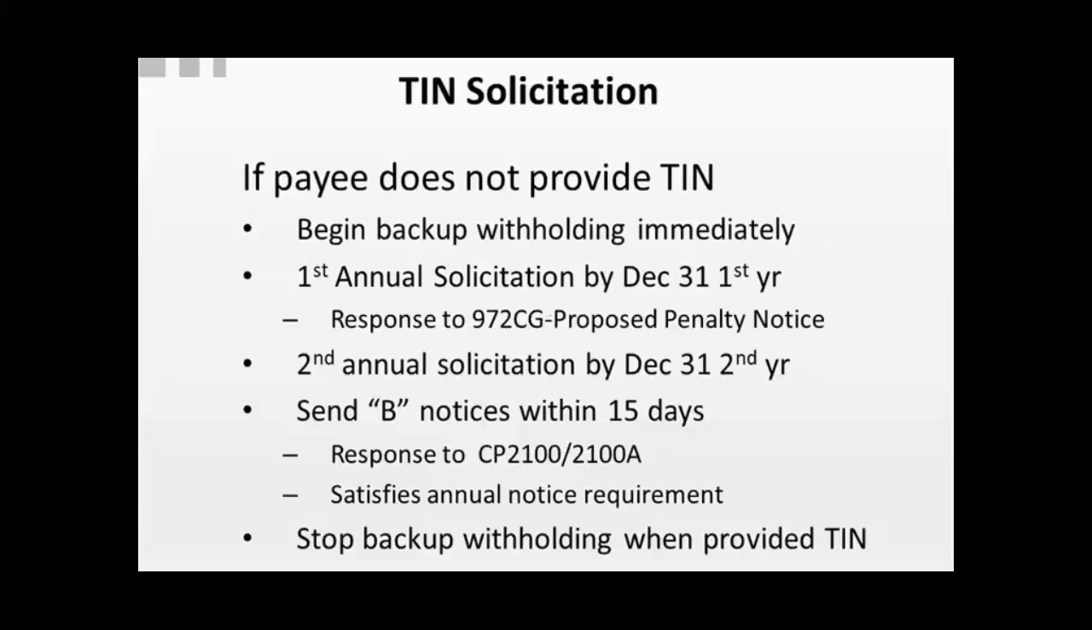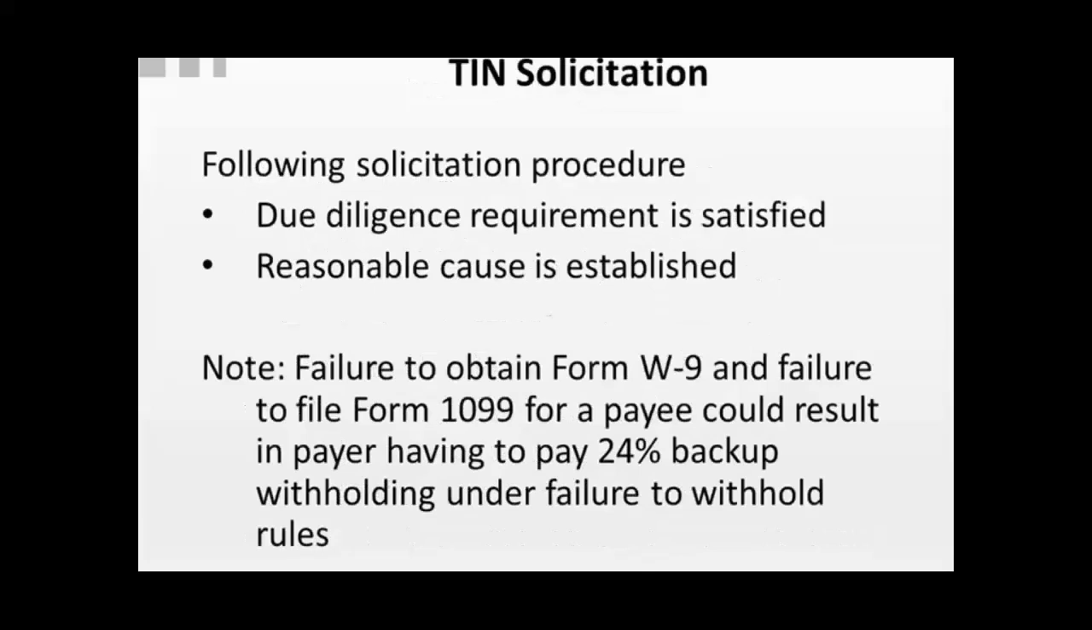And very often those notices will arrive and the date of issue will be later than the date that you got it. That's because they want to give you a few days for the mail to get there before the clock starts ticking. If you send a B notice out, that satisfies the annual notice requirement, so you don't have to send out that annual solicitation. You stop backup withholding when you're provided with a tax ID number. Following the solicitation procedure, you have established due diligence, you've satisfied your due diligence requirement, and you have established reasonable cause for avoiding the penalties.